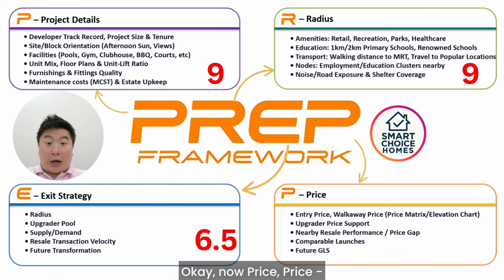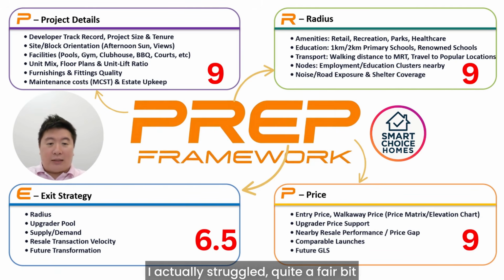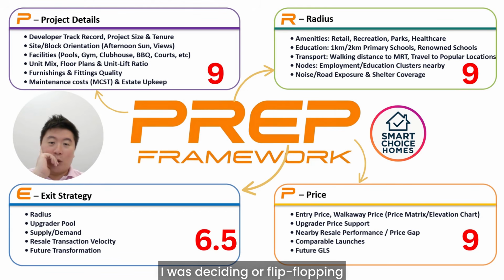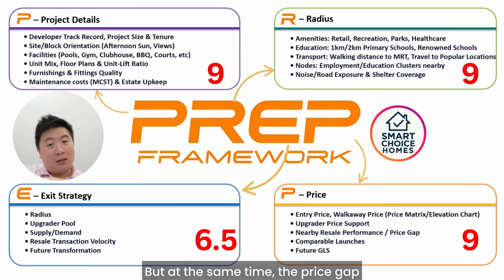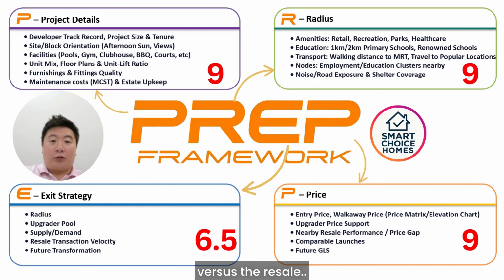Okay, now price. Price, I actually struggled quite a fair bit with this rating. I was flip-flopping between 9 and 8.5. 8.5 would be because we don't have a good nearby resale performance to show, because of the whole 60% ABSD impact. But at the same time, the price gap versus the new resale is so tremendous that I feel like it mostly negates it out.